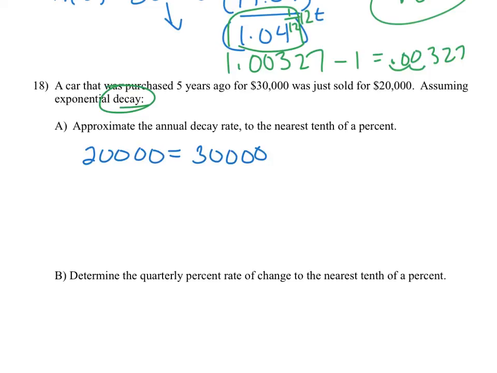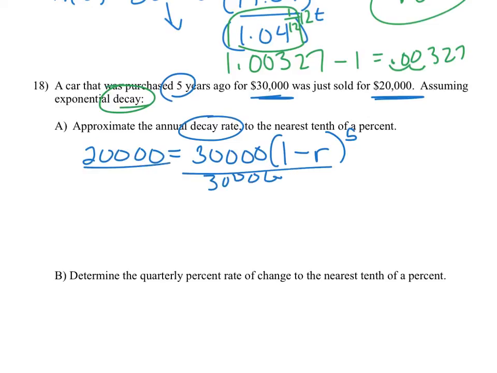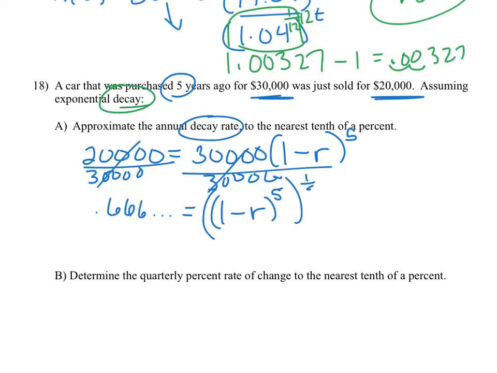So it's decay, so 20,000 is our ending, 30,000 is our starting. It's 1 minus the rate, because this is decay. And then the exponent is 5, because it's been 5 years. So we divide by that 30,000. So you get 0.6 repeating. Remember, don't round, don't end it, just let it be. 1 minus r to the 5th. So I want to get rid of that 5, so I raise it to the 1/5 power.